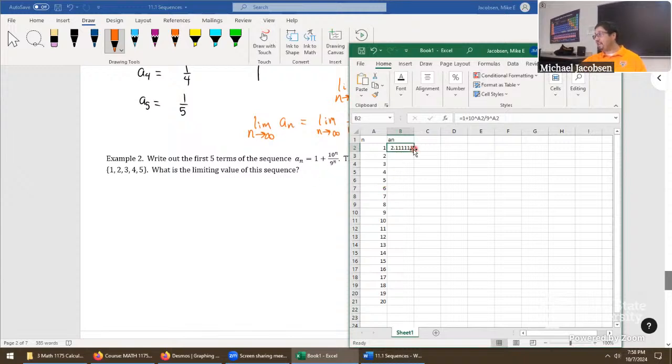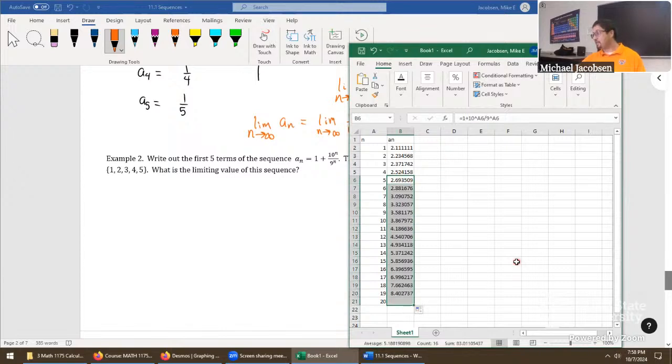Then we can just keep on calculating these. Next value is 2.234568. Then we have a 2.3, 2.5, 2.6. And looking at the pattern, it's kind of hard to tell at this stage if it converges or diverges. So let's keep on going. There's the first 5 terms. But here's the first 20 terms.